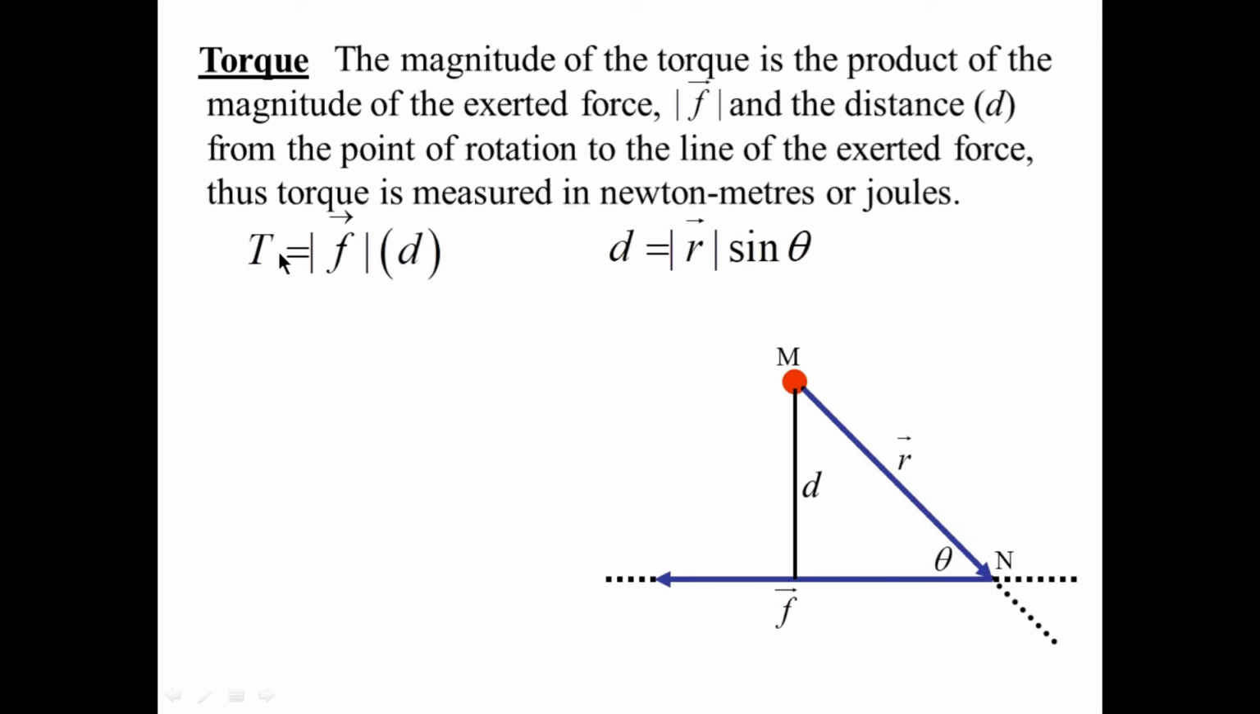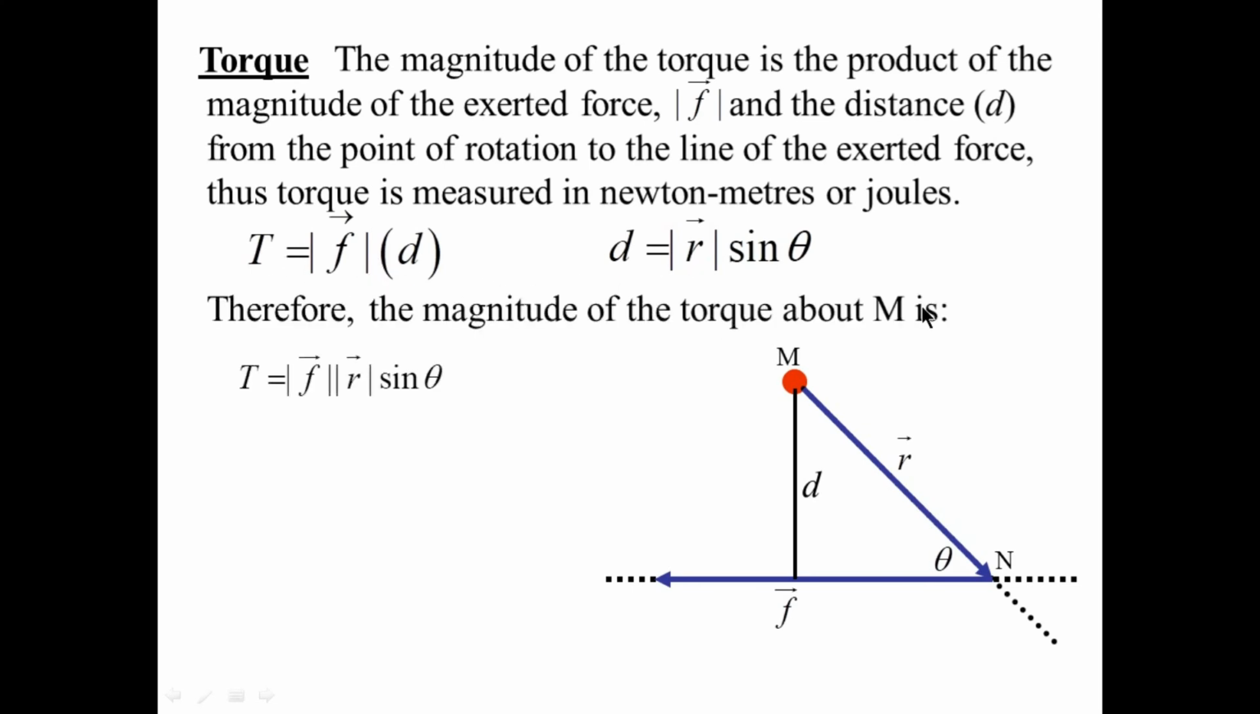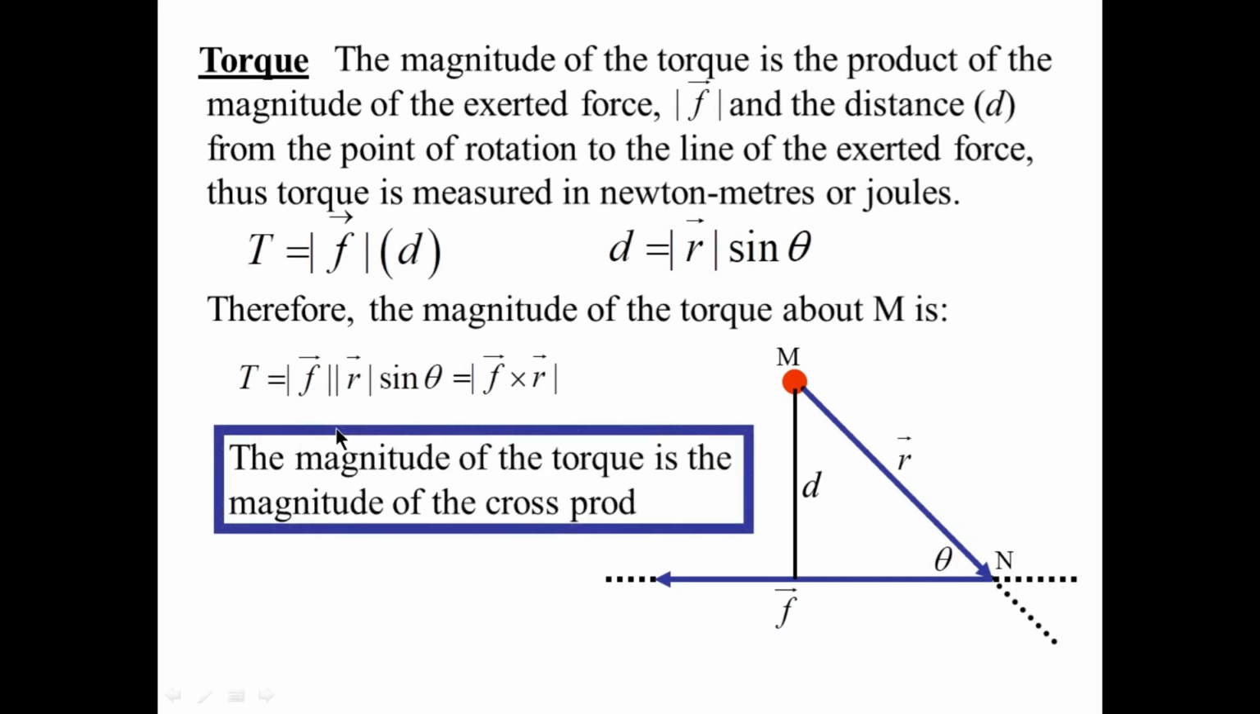So plugging this into our formula for torque, we get torque is actually the magnitude of the force times the magnitude of that radius multiplied by the sine of that theta. Here we have length times sine between two vectors. How about that? We've seen that before. That's the magnitude of the cross product. Okay. The magnitude of the torque is the magnitude of the cross product.